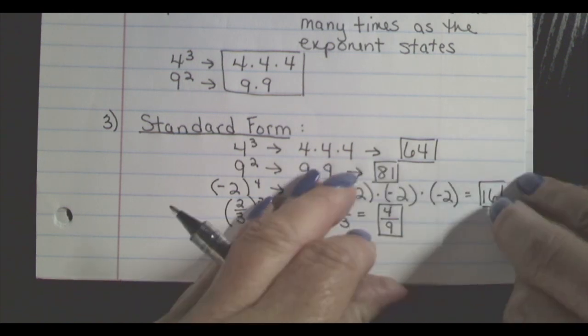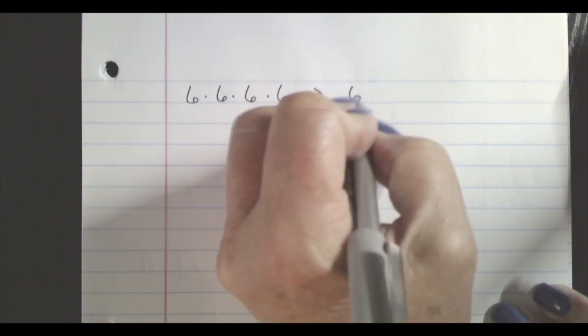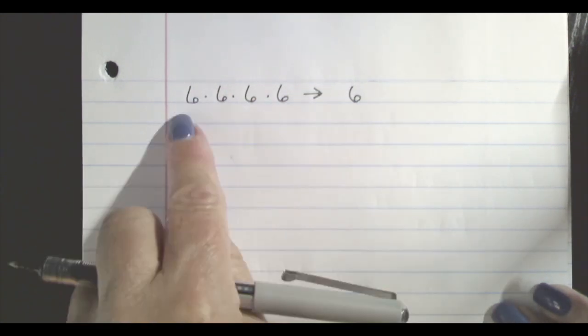So if I gave you an example of 6 times 6 times 6 times 6, that's expanded form. I want you to write that in exponential form. That would be a base of 6. How many times? 1, 2, 3, 4. 6 to the fourth power.